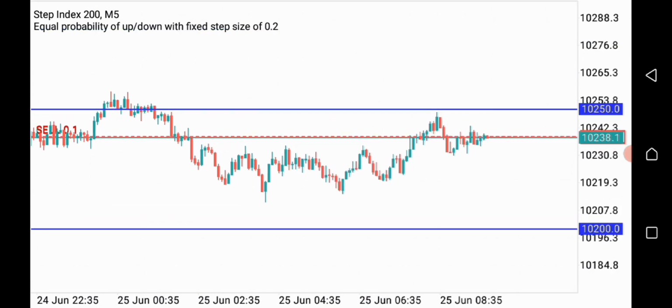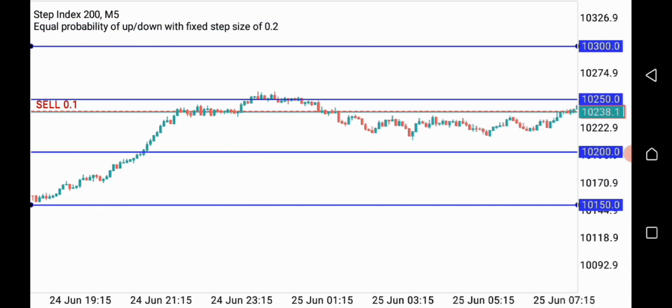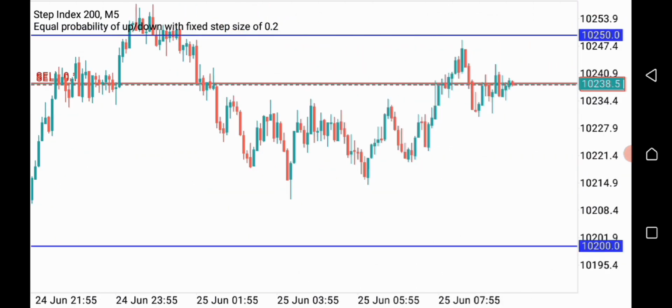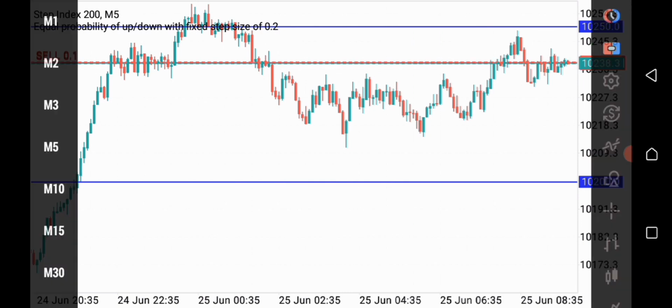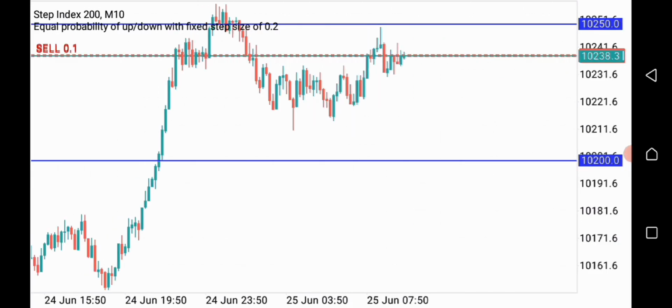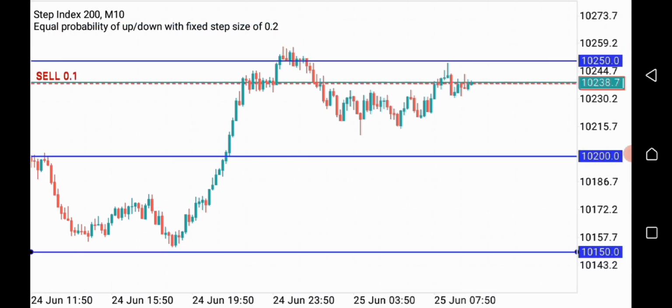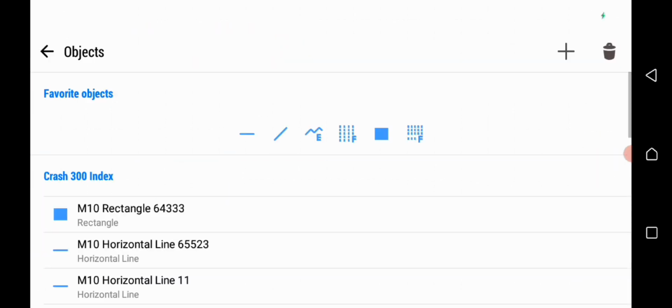Let me go to a higher time frame so you can see the screen clearer. But even at this 5 minutes time frame, I hope you guys are seeing this. Let's use the 10 minutes. Do you see this? I believe you guys know this pattern already.